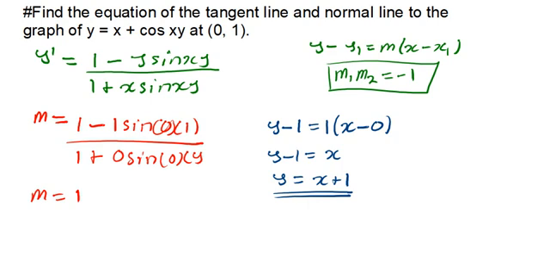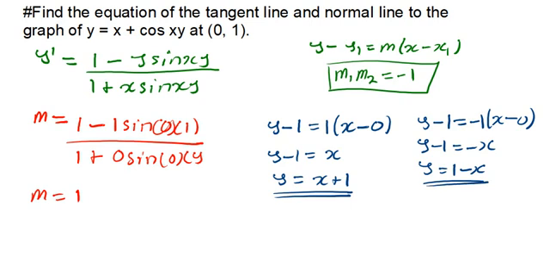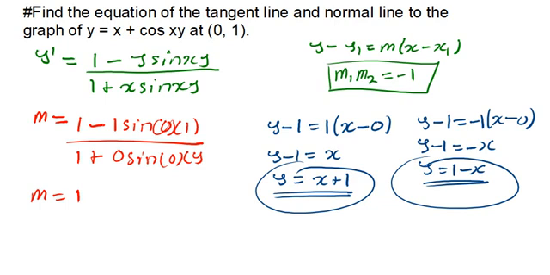Coming to the equation of the normal, we say y minus 1 equals, and here instead of a positive 1, we have a negative 1, then x minus 0, like that. So we have y minus 1 equals minus x, so our y will be equal to 1 minus x as the equation of the normal. So this is the equation of the tangent, and that's the equation of the normal, and that's basically how you go about answering that question.